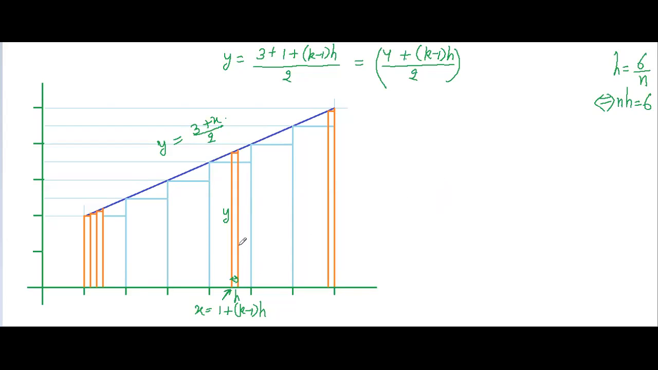This is the height of the rectangle, the width is h, so the area of the kth rectangle is equal to height into width. So I can write width in the beginning and height I multiply here.